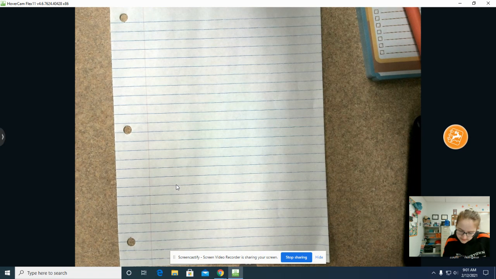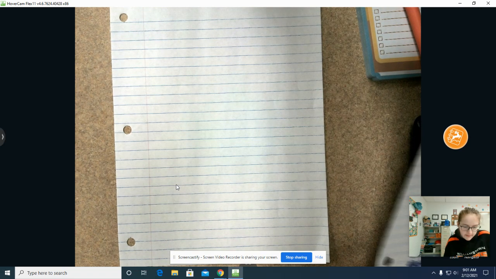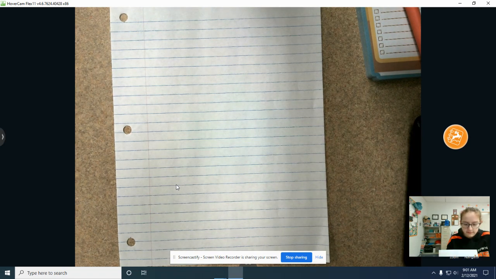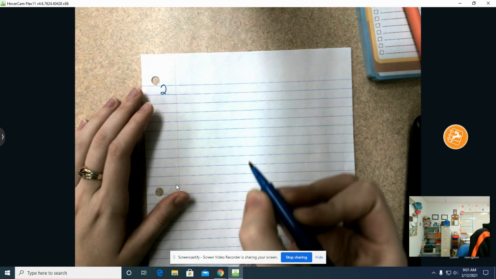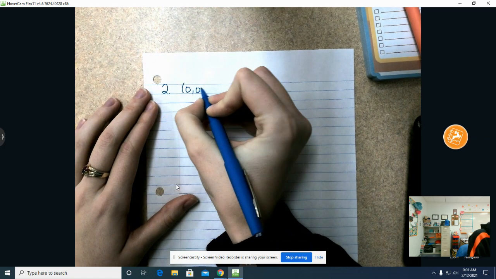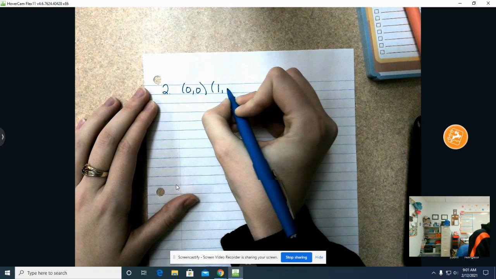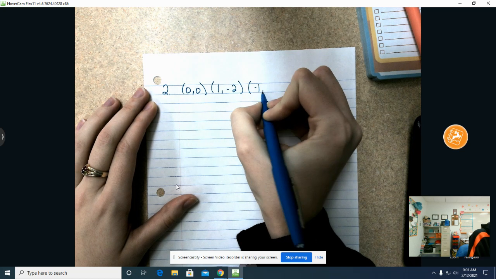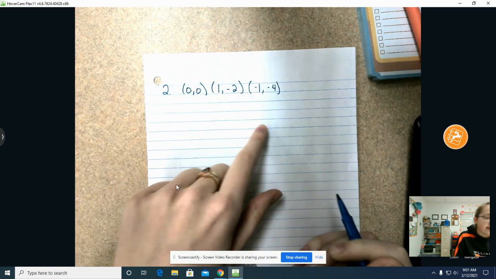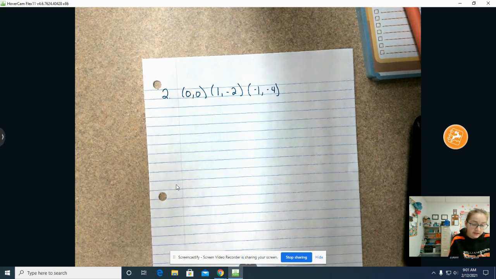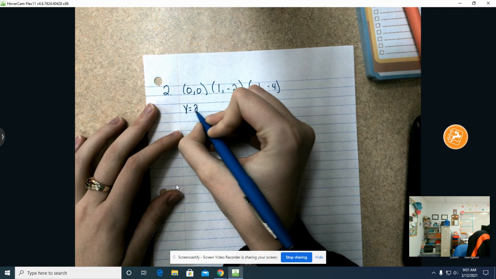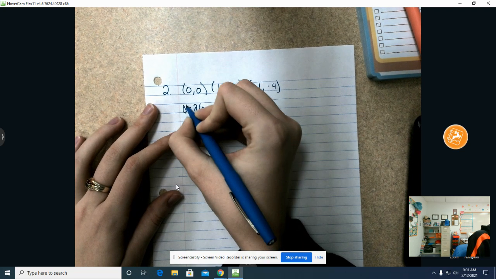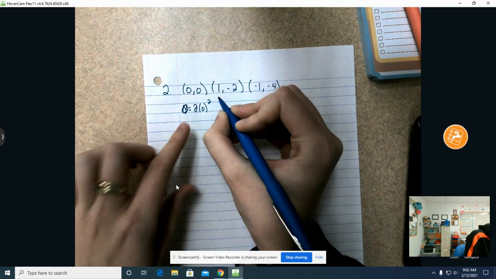Let's flip over my notes here. Okay. So let's say we want to do another one where we're at (0, 0), (1, negative 2), (negative 1, negative 4). It's real convenient when you have one with zeros in there, because that means a lot of things are going to cancel out.